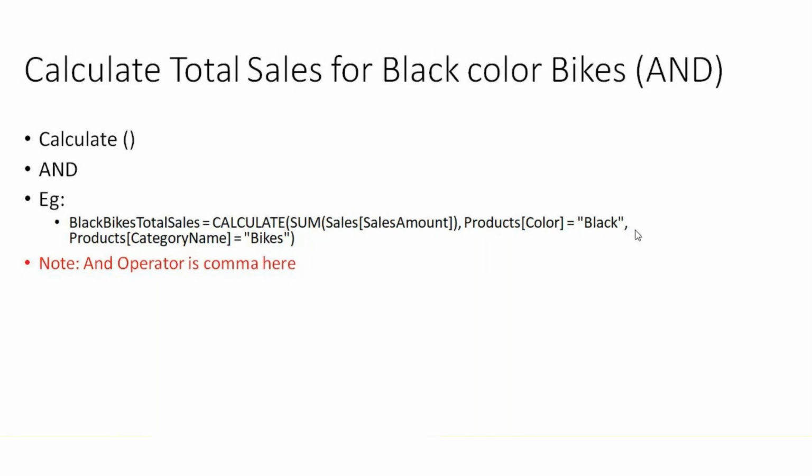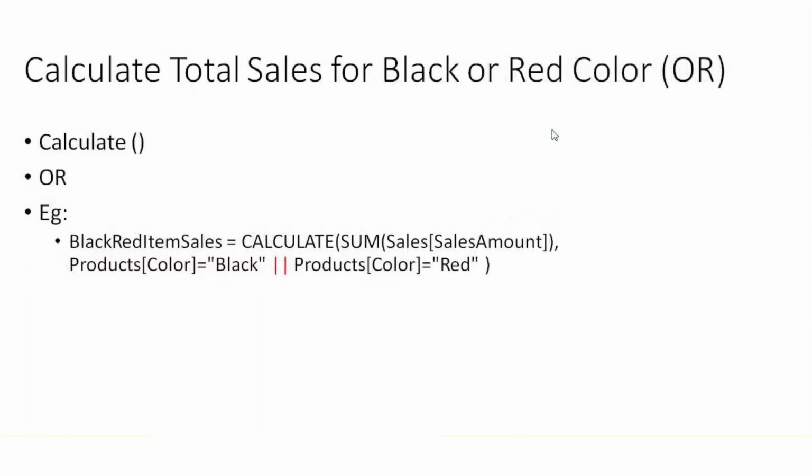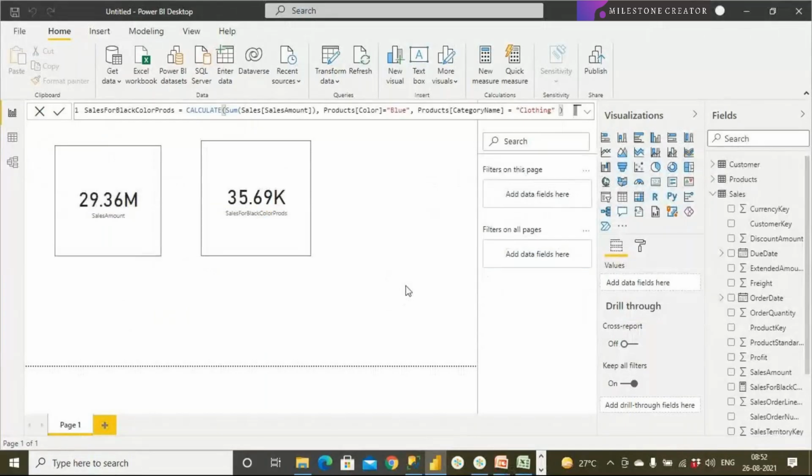Clear? So that is the total sales for black color bikes or blue color bikes, whatever you want to have. But if I wanted to use OR instead of a comma, you need to put this. So I need a product could be either black or product could be red. So the next one is if I wanted to apply product color could be blue or, meaning pipe symbol, double pipe. So either blue or clothing, so let me press enter.